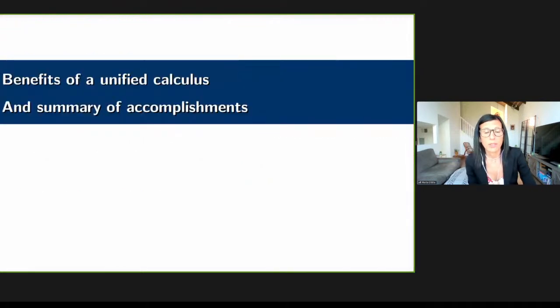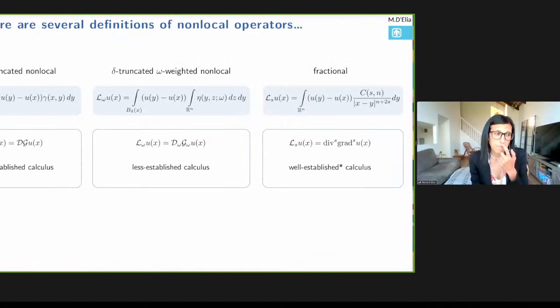All right, so let's start from this unified calculus, and then I will summarize what we did. The need for a unified calculus, at least for us, started from the fact that there are several definitions in the literature of nonlocal operators. Connections are not always clear and the theories are not always complete. So here I'm reporting three classes.